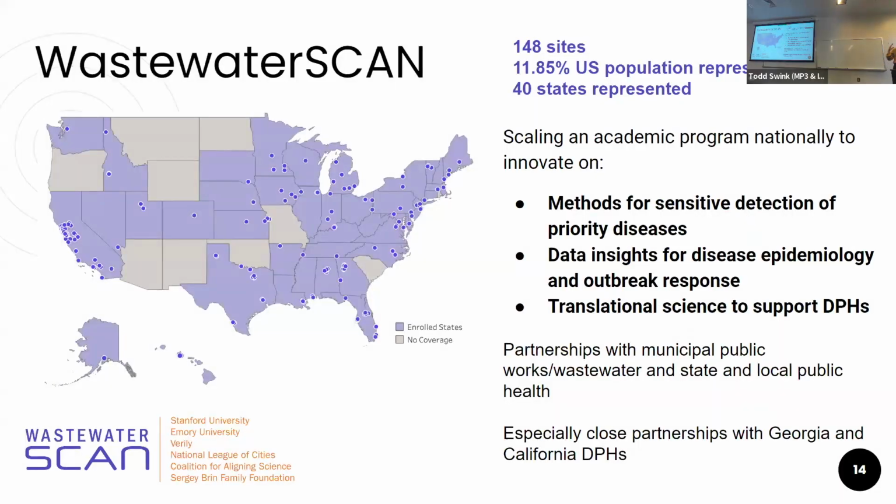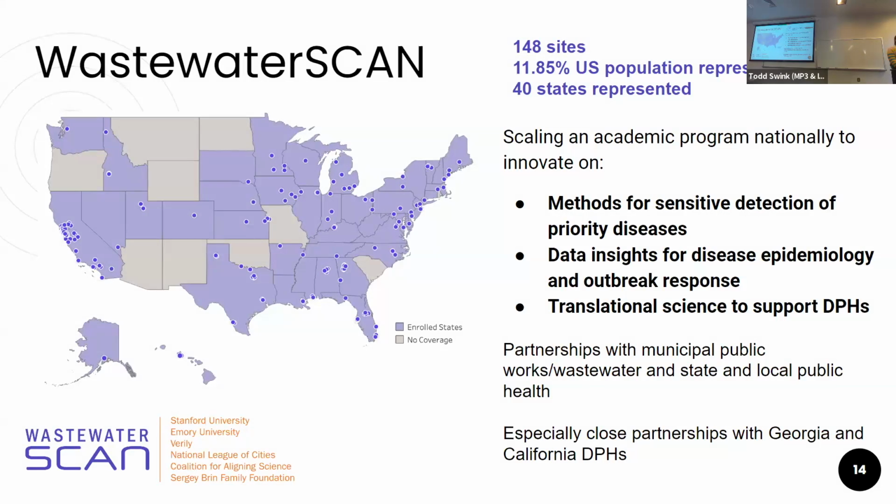Okay, so then this is the program that I co-lead with my colleague at Stanford, and it's called WastewaterSCAN. We have 148 wastewater utilities across the United States. It's about 12% of the US population that's represented by those sites, and they're in 40 states. And the goal of this is basically to scale an academic program, again, this research and innovation based, to give us this platform to innovate on methods for sensitive detection of these priority diseases, develop data insights for disease epidemiology and outbreak response, and work on translational science to support departments of public health.